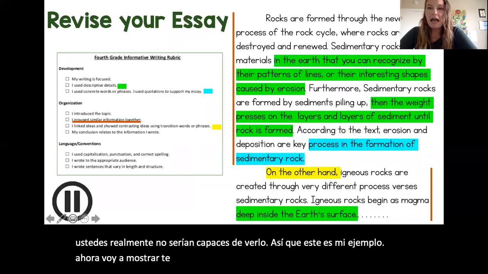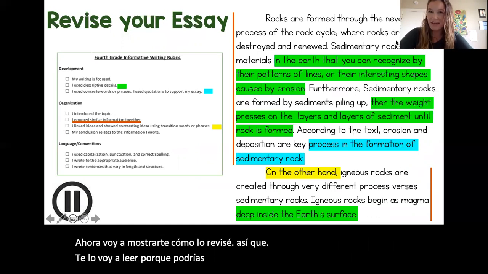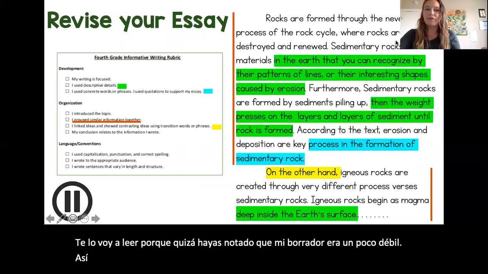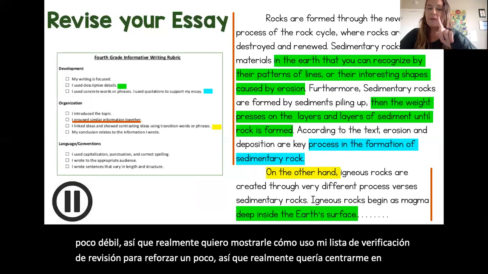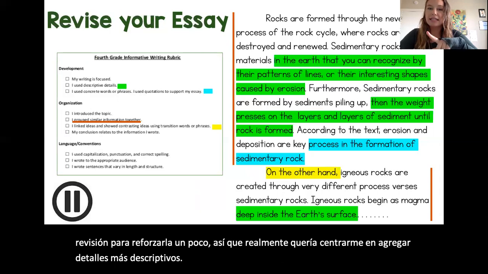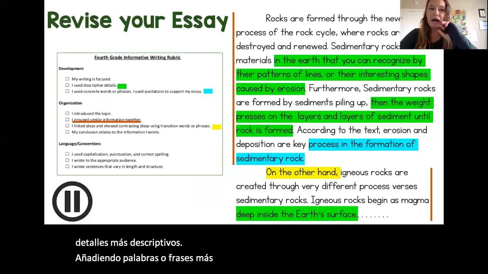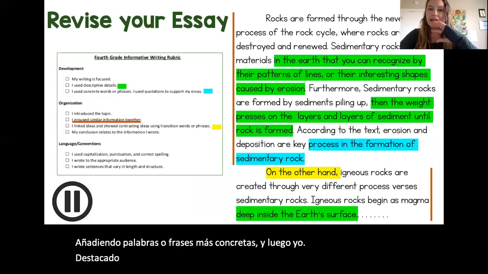So I'm going to read it to you because you might have noticed my draft was kind of wimpy. So I really want to show you how I use my revision checklist to beef it up a little. So I really wanted to focus on adding more descriptive details, adding more concrete words or phrases, and then I highlighted too how I grouped similar ideas, because I talk about one type of rocks and then another type of rock.